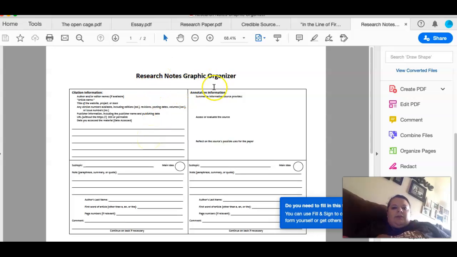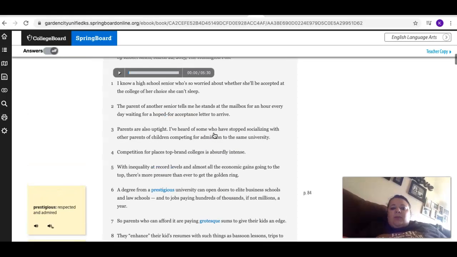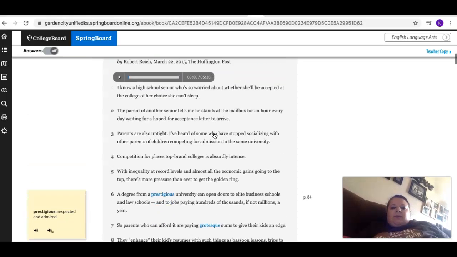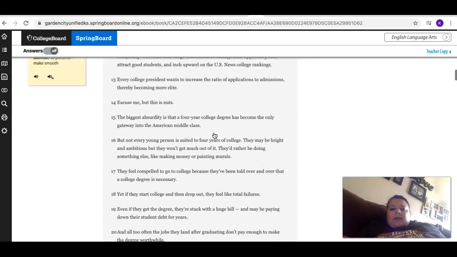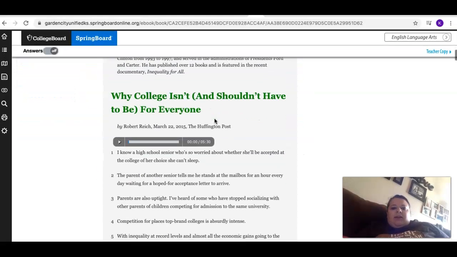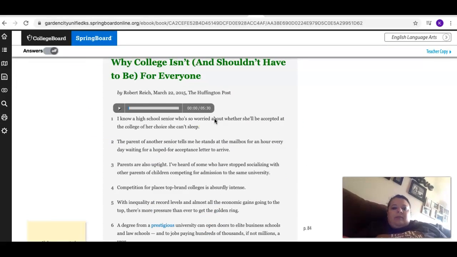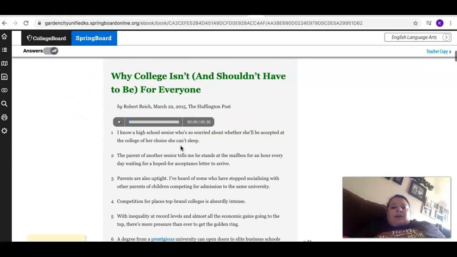This is the Research Notes Graphic Organizer. So what you're going to do is you're going to go and find whatever article, if the article you want to use was some of the things that I put on Springboard. So like this one could be right here. This is on 117. If you're talking about the counterclaim, you could go and use this one as one of your sources. So why college shouldn't have to be for everyone.